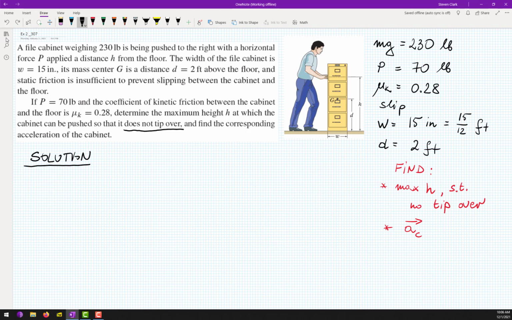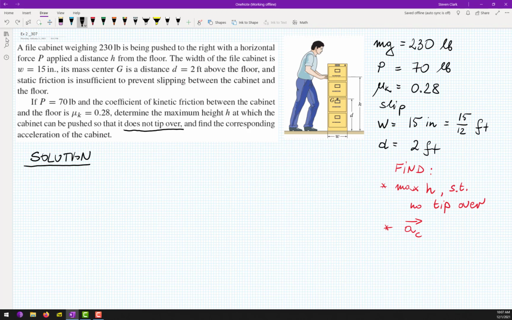And they ask us to find H, so the highest point of application of that force P, so that our cabinet does not tip over. And they also ask us to find corresponding acceleration of point C. Yeah. So usually in this course they call it point G, you know, the center of mass. I call it point C. Okay. So just, I don't know, get used to it.